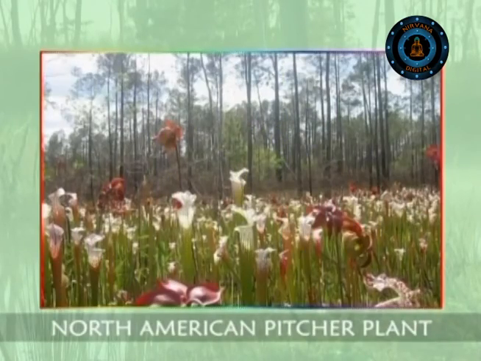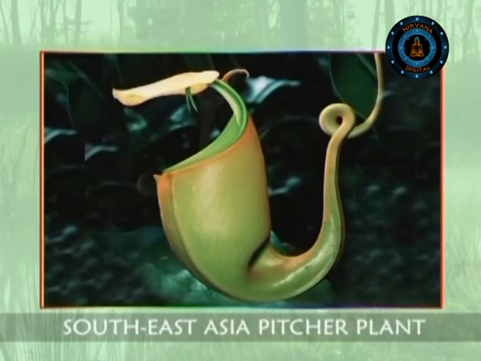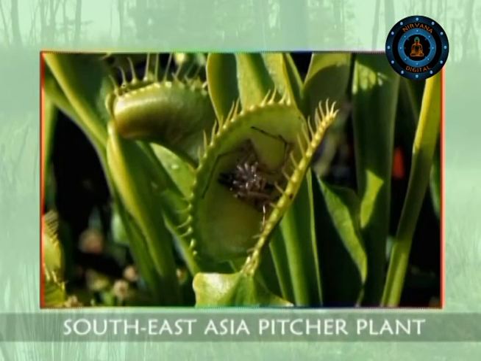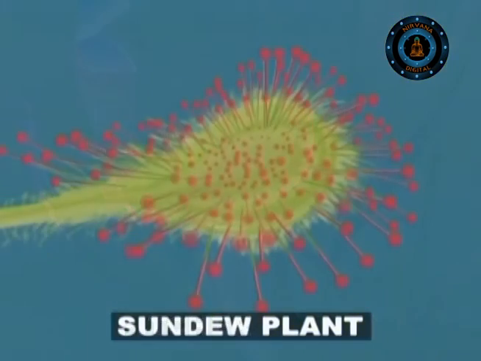North American wetlands have widespread pitcher plants, but the largest pitcher plants are found in Southeast Asia. These large plants trap lizards as well as frogs and digest them.